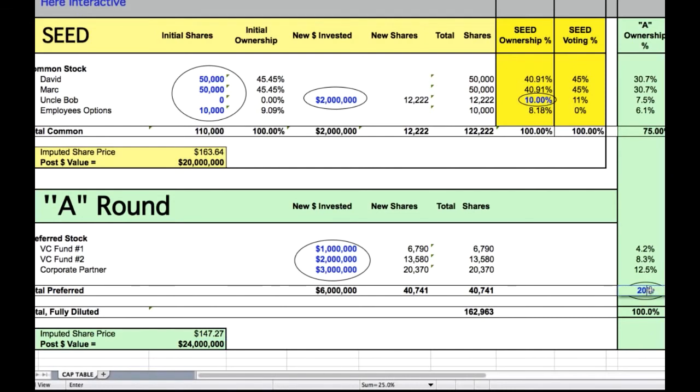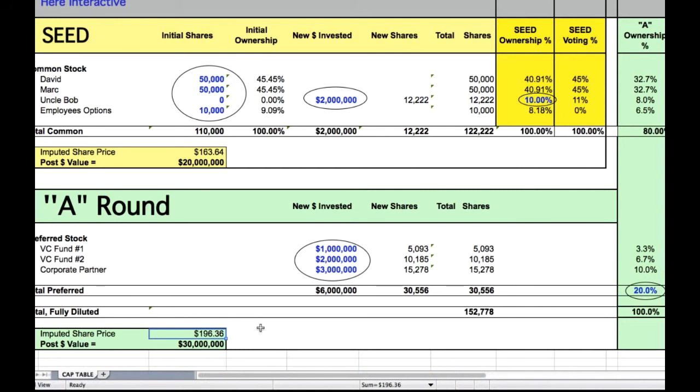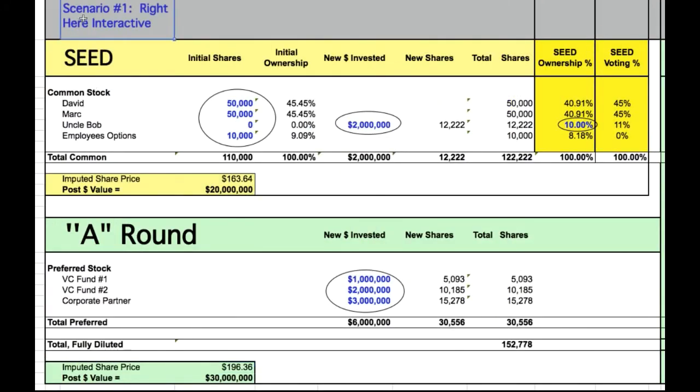If you give them 20% of the company, wow, now his shares are worth $196. So that's pretty good. Bob's feeling good about making money, even though he hasn't sold his shares yet. He knows they're worth a little bit more. All right, let's take a completely different company.